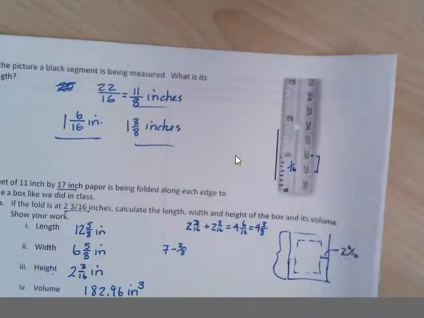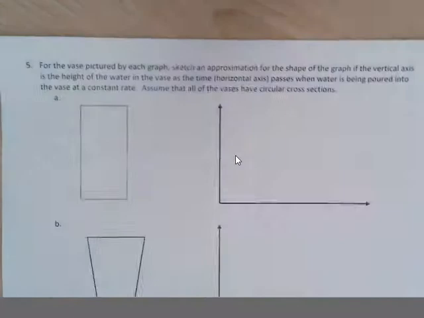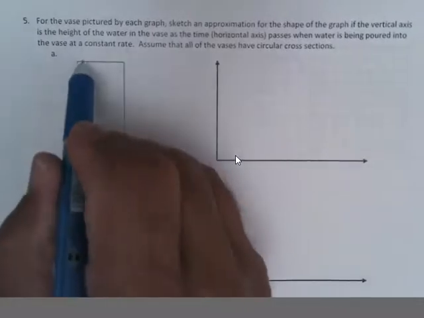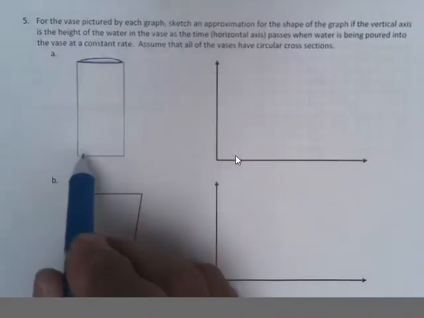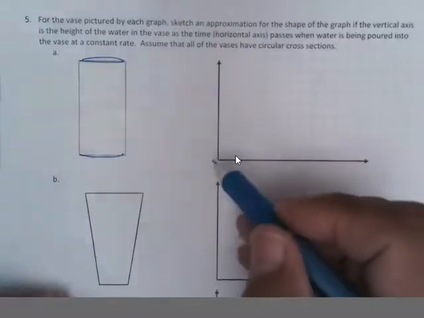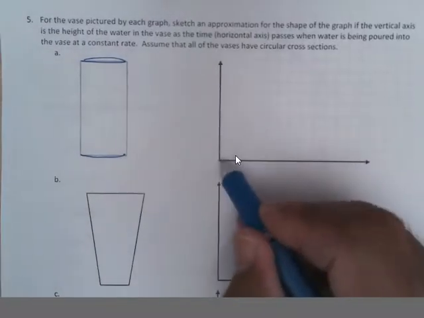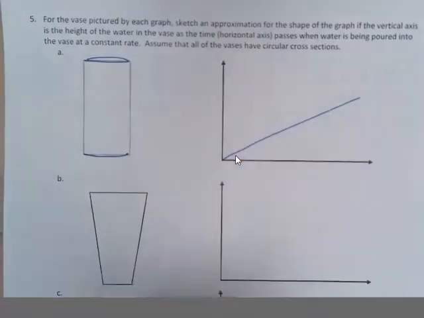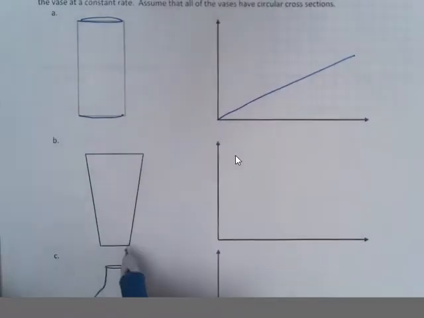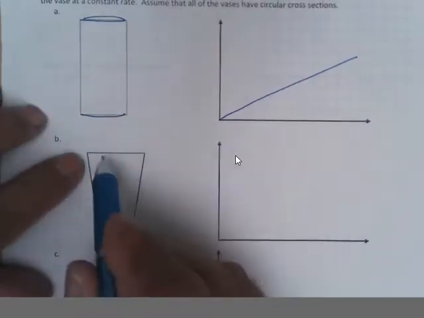Okay, page 3. And the thing's still recording, so I'm in good shape here. So this is a round vase that's straight up and down on the side. As if I pour water in at a constant rate, it goes up at a constant amount. Pretty simple. This one, it's smaller at the bottom than at the top.